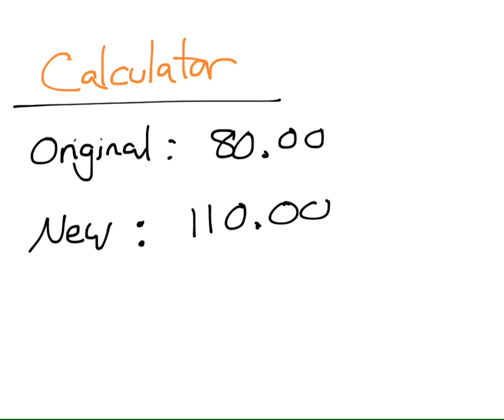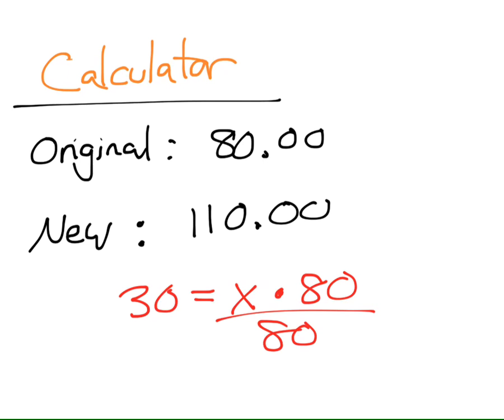Okay, well first, how many dollars did it go up? It went up 30, right? Went up $30. So I want to know 30 is what percent of 80? Because it went up $30, so I want to know 30 is what percent of 80? 30 is some unknown percent of 80. And remember I said all you're really doing in these problems is you're taking the difference in the two numbers, whether it goes up or whether it goes down, the positive difference, and you're dividing it by the original amount. So you're taking 30 divided by 80.